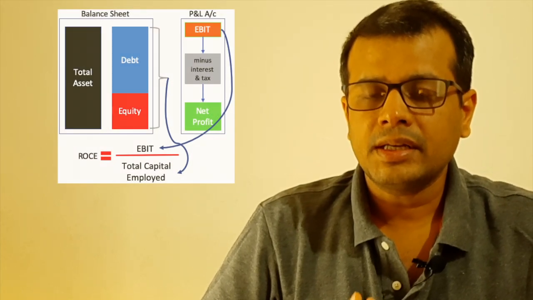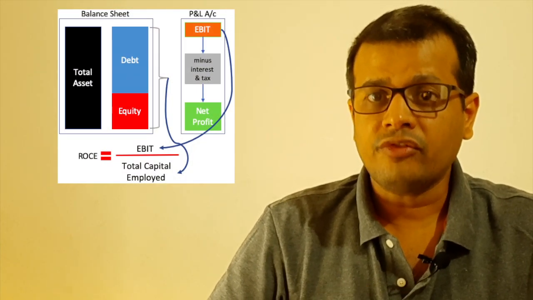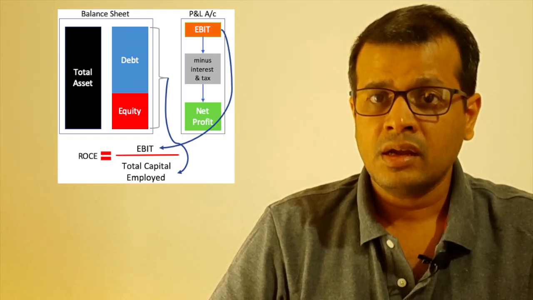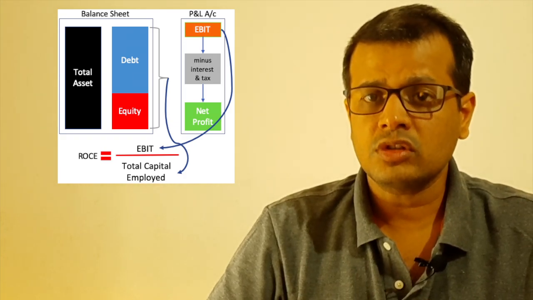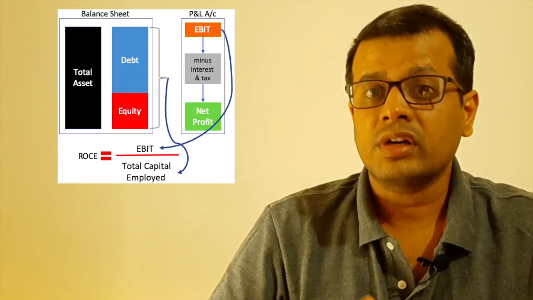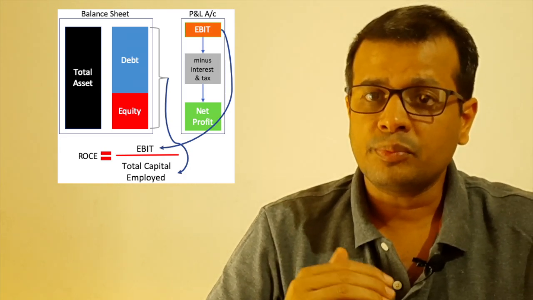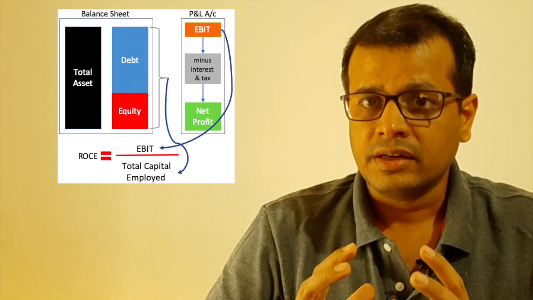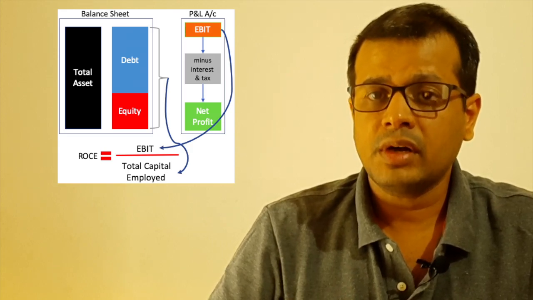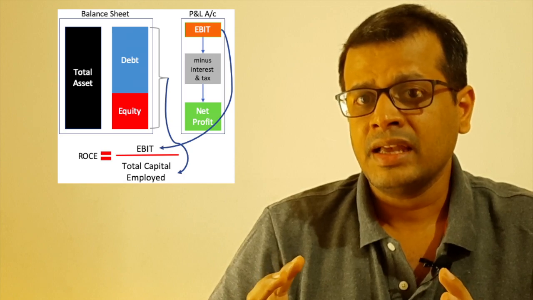Similarly, return on capital employed is the amount of profit the company is able to generate per rupee of total capital invested in that company. Suppose the total capital invested in a company is 150 crores and the operating profit the company is generating is 12 crores. Then the return on capital employed will be 12 crores divided by 150 crores, which is approximately 8%. So this is the way we can calculate return on equity and return on capital employed.